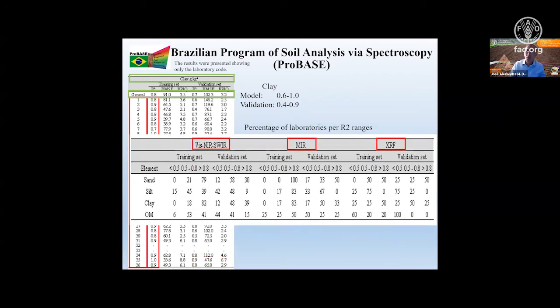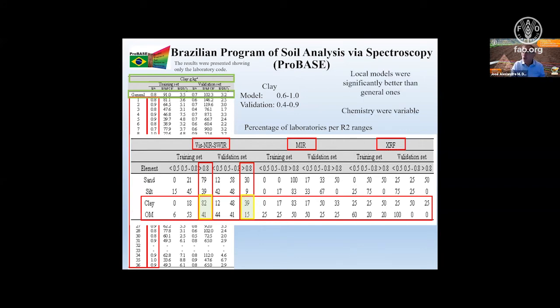But we also measured the same samples in other areas. And I'm going to explain this. Let's focus here. The percentage of laboratories that reached more than 0.8 R2 for clay on training: 82% of the labs reached it. On organic matter, it was lower. But on the validation, it drops a little bit. So this is only to have an idea. We started to play with the data to see what was happening between the labs. Another conclusion was that local models were significantly better than general models. And the data were presented and the limitations and the advantages discussed.